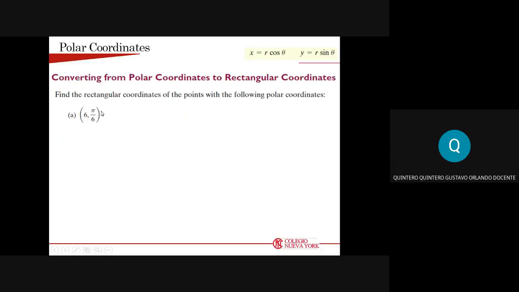Here, 6 comma pi over 6. These are polar coordinates, and the question is saying, find the rectangular coordinates of the points with the following polar coordinates. So these are polar, and the question is asking us to find the rectangular ones. All right? How do we do that? Simple. We are going to use our two formulas over here in the corner.